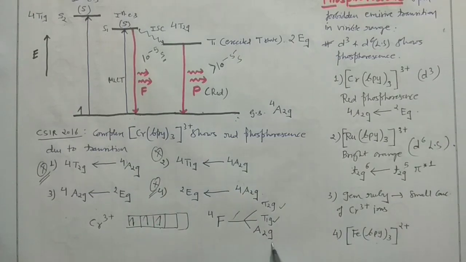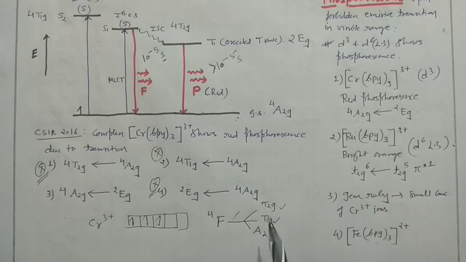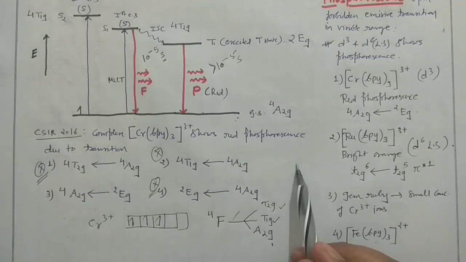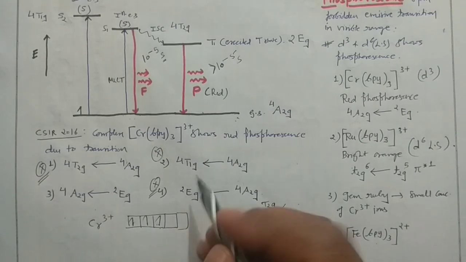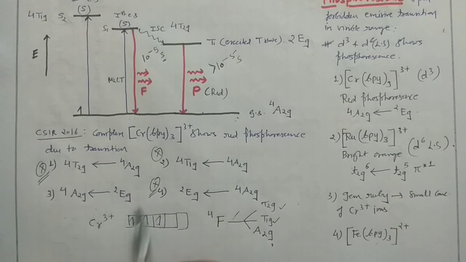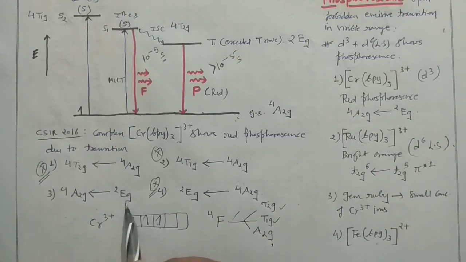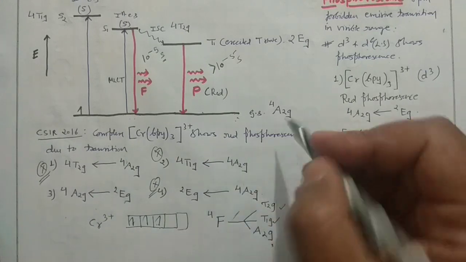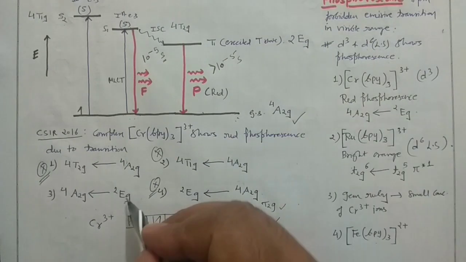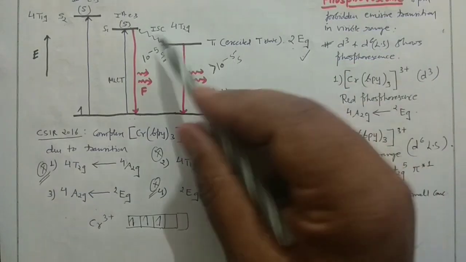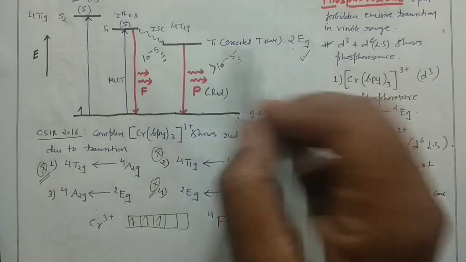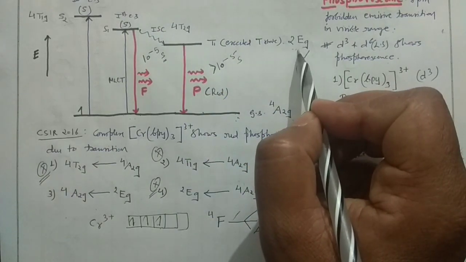Why? Because this is the ground state, and in the ground state there is no transition for phosphorescence, because in phosphorescence the excited state will fall back to the ground state, right? So this is ground to excited state, this cannot be your answer. The only thing left is this, where this is your excited state, Eg, and this is your ground state, the triply degenerate state, and it actually comes from intersystem crossing. Only this thing you have to remember.